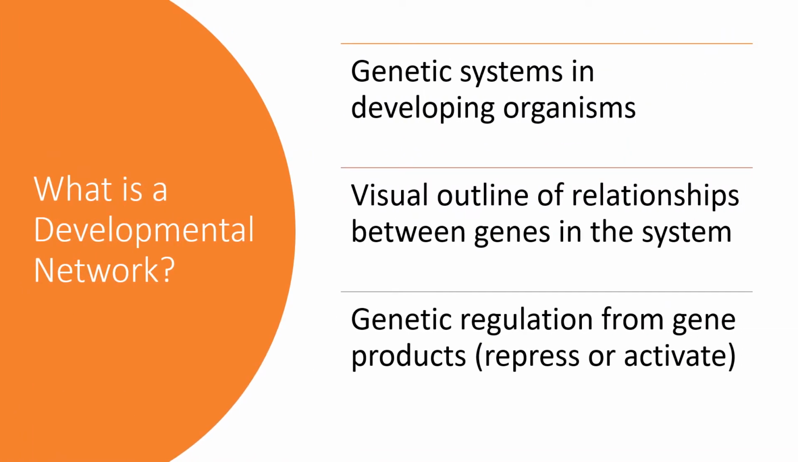When written out, the network is a visual outline of the relationships between genes in a developing system. Gene products produced earlier in the chain affect genes later in the chain by repressing or stimulating their transcription. This leads to a regulation of gene expression and determines which genes are activated in various areas around the body.